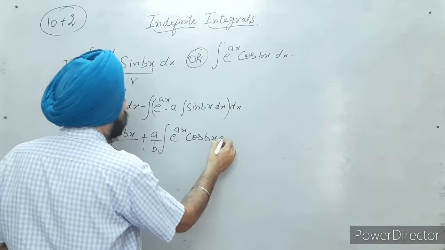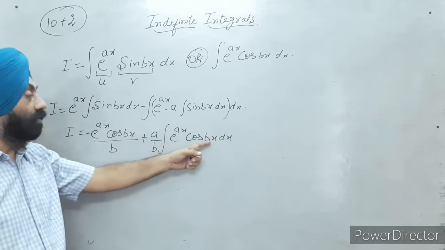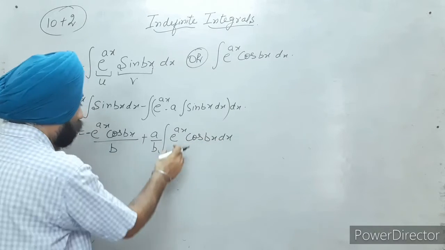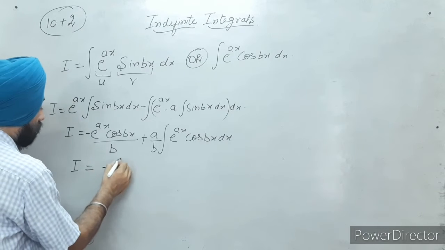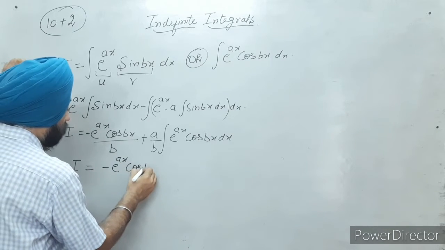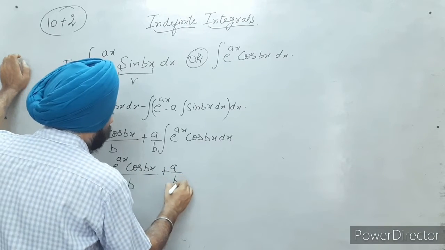I take out b over here like this. I get e to the power ax cos bx. Again use the u into v rule. What happens? Look, minus e^ax cos bx upon b plus a upon b.